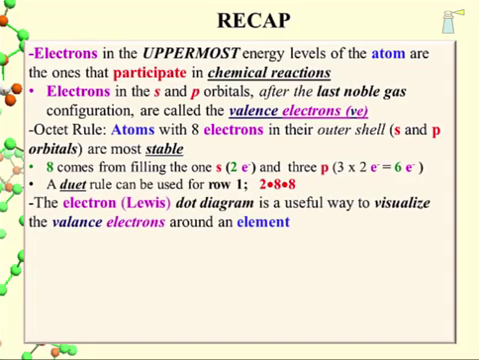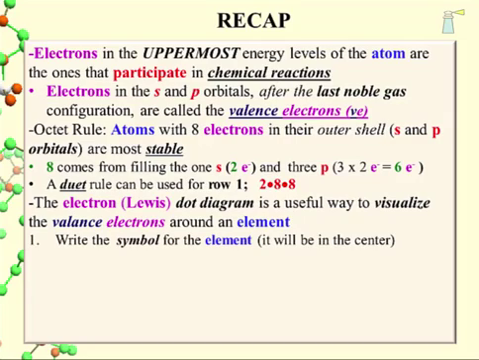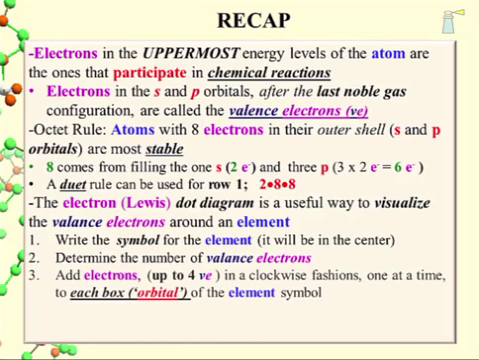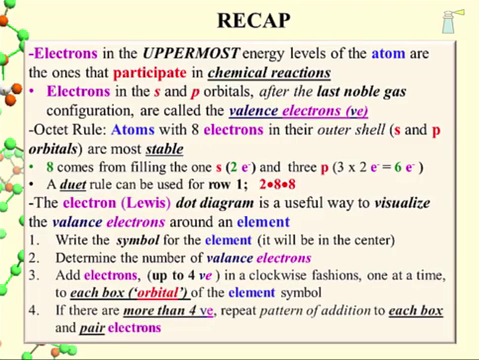The electron or Lewis dot diagram or dot structure is a useful way to visualize the valence electrons around an element. The rules for creating a dot diagram begin with writing the symbol for the element. It will be in the center. Determine the number of valence electrons, either through the element's electronic configuration or the column in the periodic table. We can either use the Roman numerals or the column numbers above the element. Add electrons or dots up to 4 in a clockwise fashion, one at a time, to each side of the element symbol. We call these equal energy orbitals boxes in this lecture. If there are more than 4 valence electrons, repeat the pattern of addition to each side and pair electrons or dots.